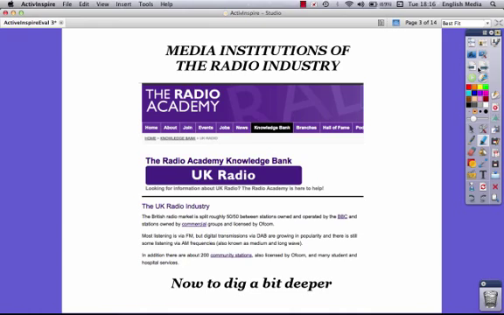But before, BBC and commercial are the 2 split roughly at 50-50 between stations, and these are the common radio distributors. We will be focusing on commercial.